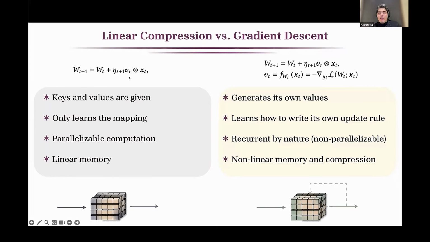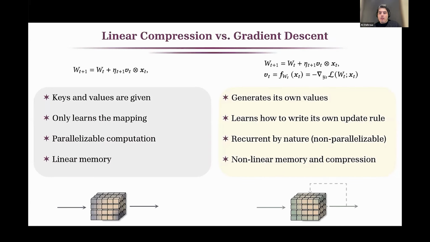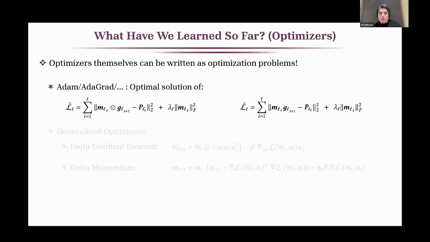And then we can see that linear attention is parallelizable. We can simply expand the recurrent formula and write it as a simple matrix multiplication. But here it's recurrent by nature and we cannot parallelize it in the current form. And finally, based on all these points, we can understand that linear attention only learns a linear mapping between keys and values, but this formulation of gradient descent is much more complicated than the linear mapping, and it's nonlinear and learns a nonlinear compression process.